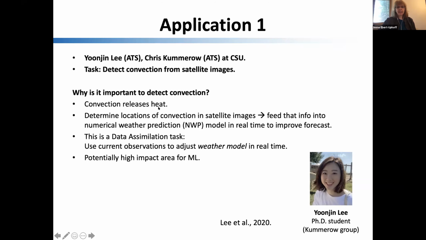Convection releases heat. And if we can determine the locations of convection in satellite images, we can feed that back in real time into our numerical weather prediction models, because they're not so good at figuring out where latent heat is being released. So if we can use our observations right now in the data assimilation task, and use our satellite observations to quickly detect where convection is, and then feed it back into our numerical weather prediction models, we could improve the predictions generated by those models.